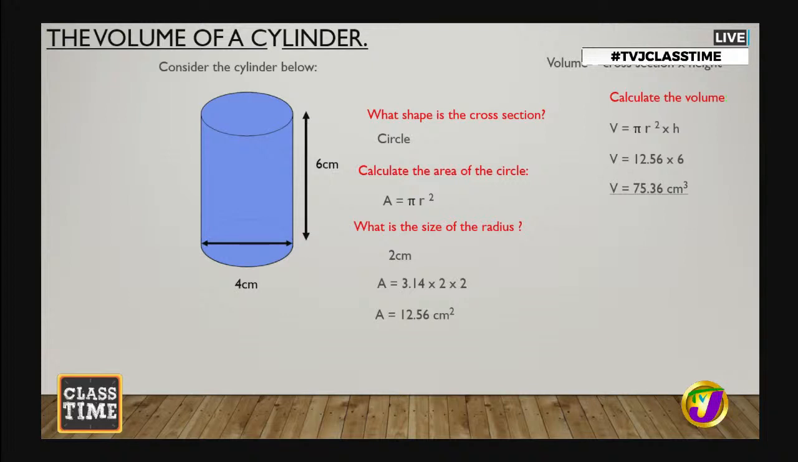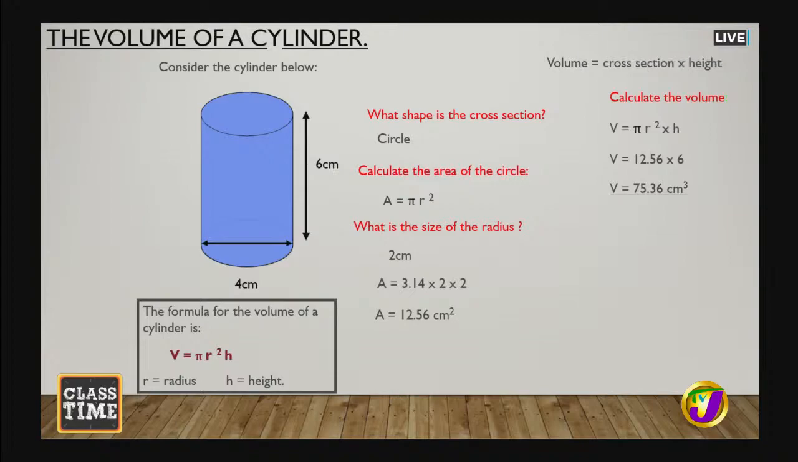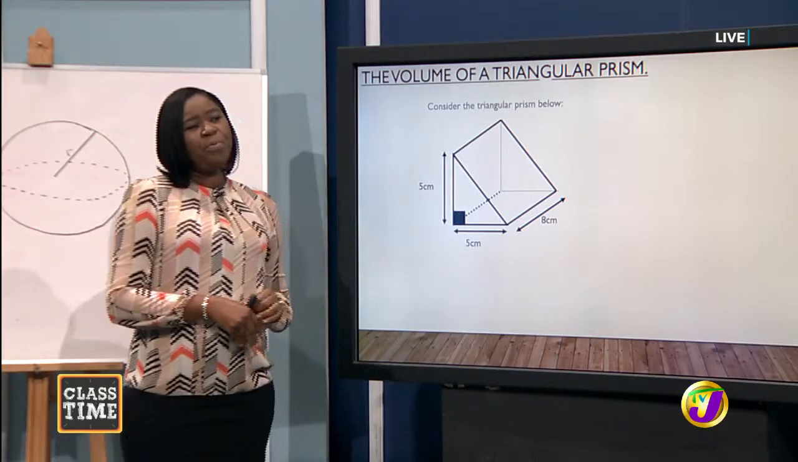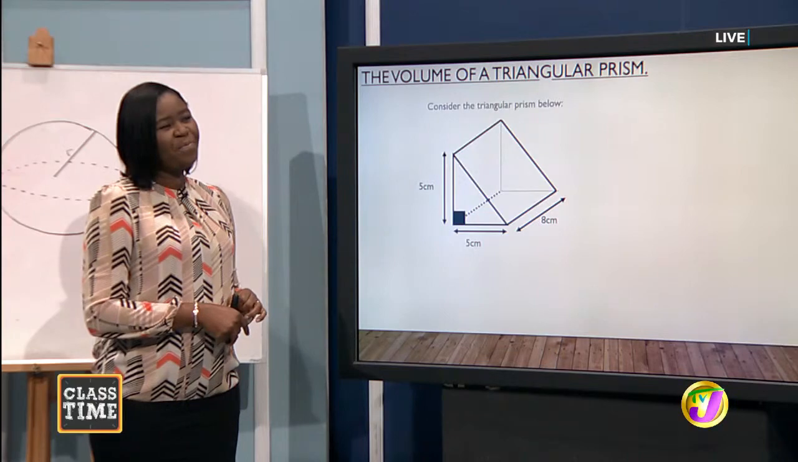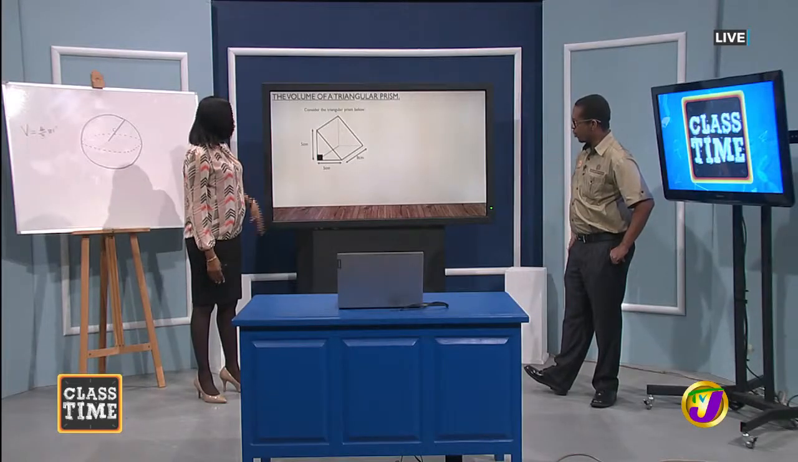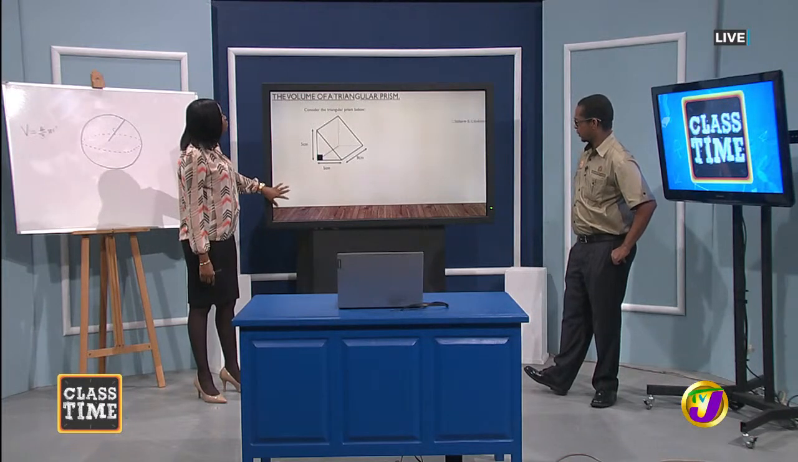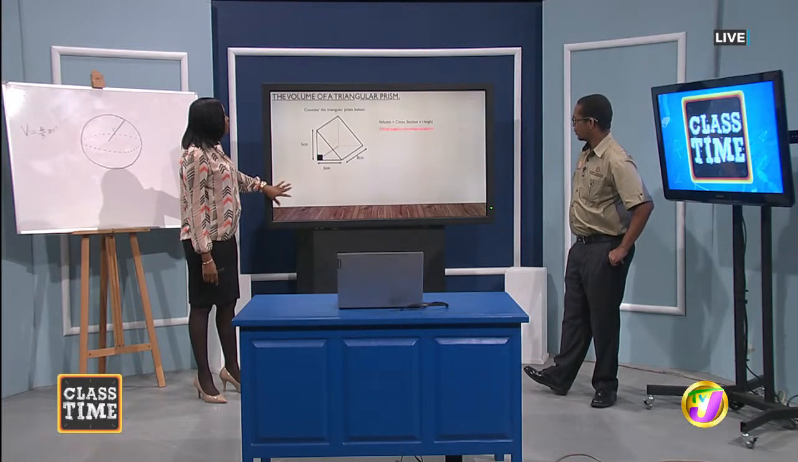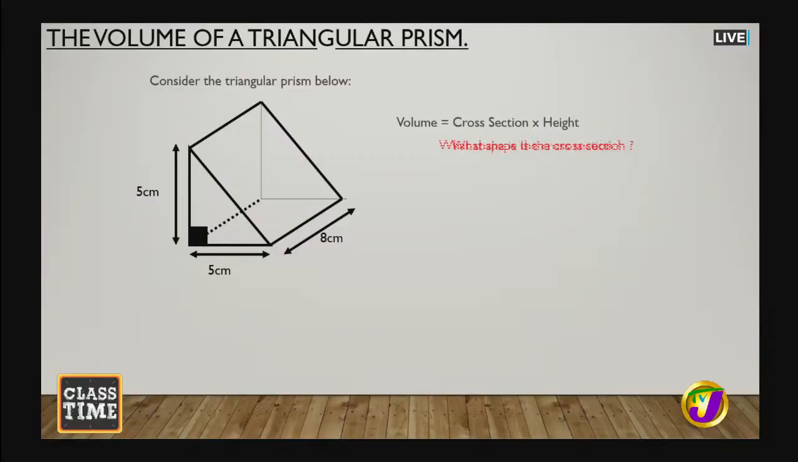So let's look at a triangular prism. And as it says, a triangular prism. Again, I am seeing that same uniform cross-section coming out. In this case, a right triangle. So the first thing we need to do is to identify the shape of the cross-section, which is a triangle, the right triangle in this case, and then we would need to find the area of that cross-section. Which formula would work, seeing that it's a right triangle? We can use half base times height.